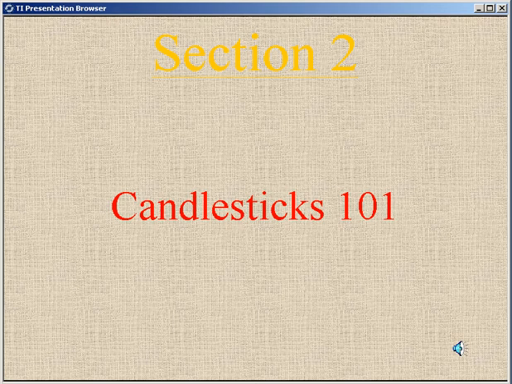Welcome to Section 2 of the training. This section is Candlesticks 101.